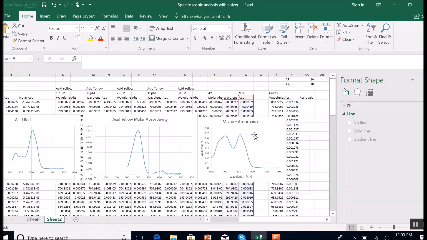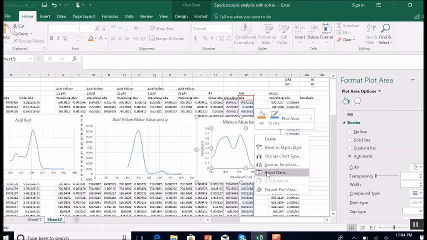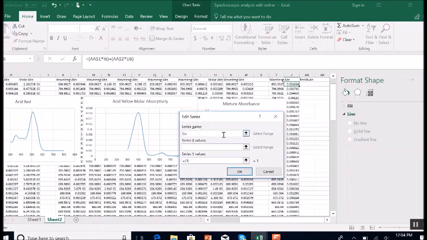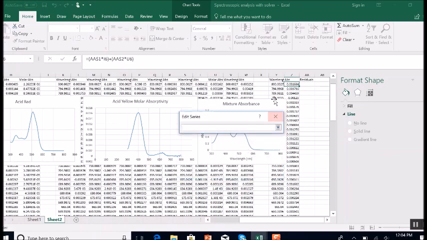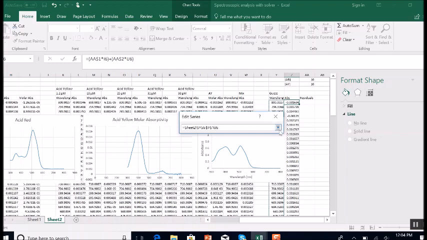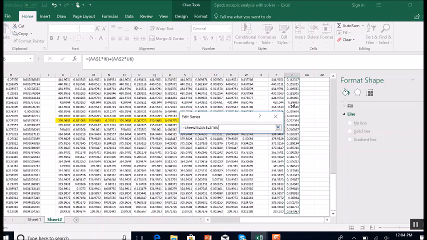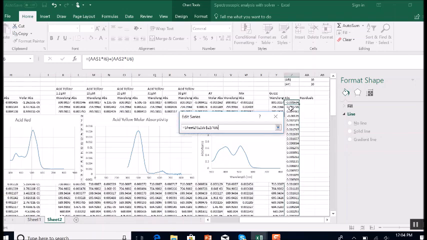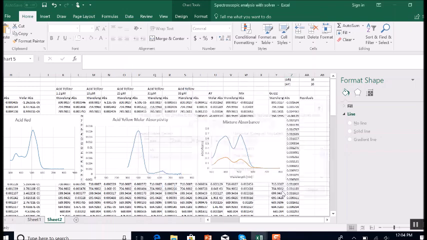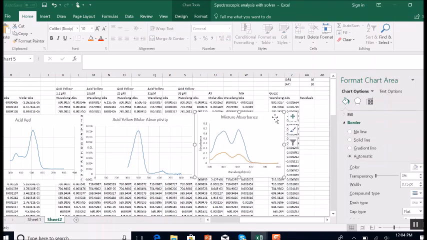So let's add that spectrum to our mixture. Let's add some data. So this is our guess. The x values are the wavelengths. The y values are the absorbance. And we've added this to our graph. So the blue is the mixture that we measured, and the orange is the one that we guessed.